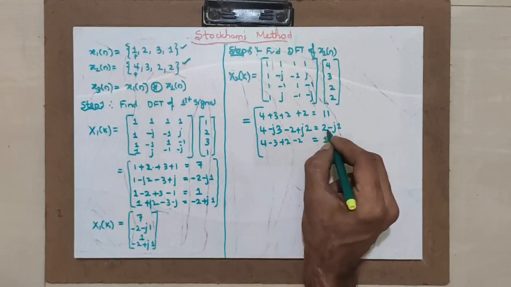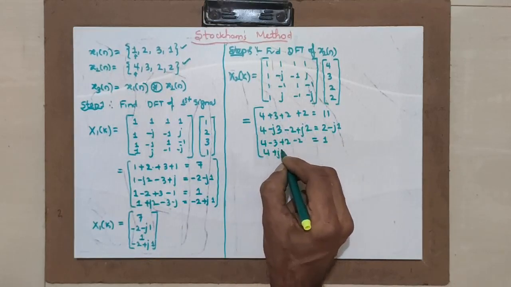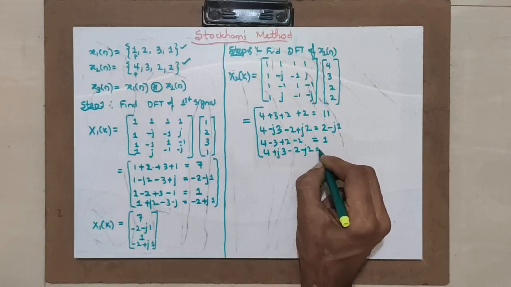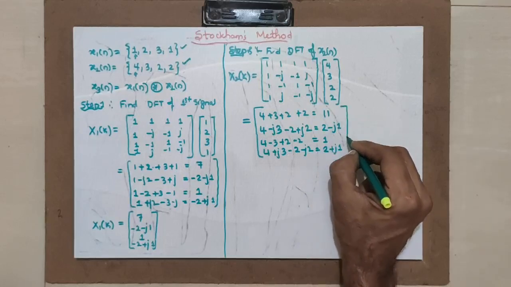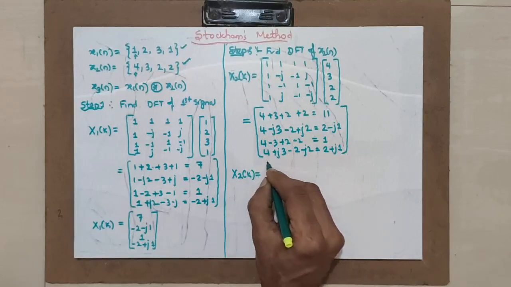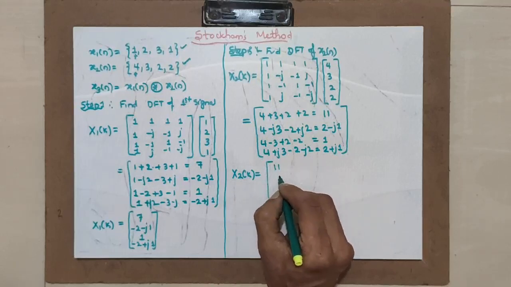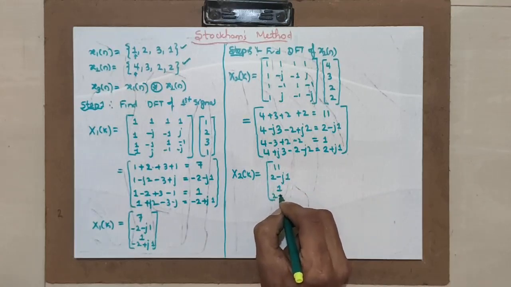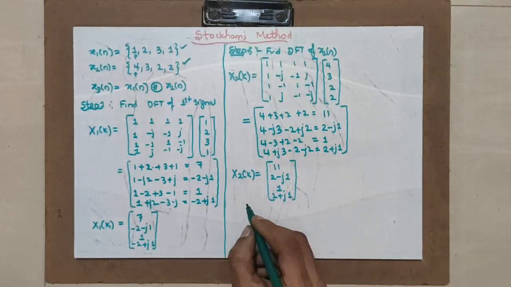The last one, which is the conjugate of this, but anyway I will do it. 4 plus j3 minus 2 minus j2, giving you 2 plus j1. My answer for X2(k) has come. Now my answer for X2(k) is 11, 2 minus j1, 1, 2 plus j1. Now step 3.